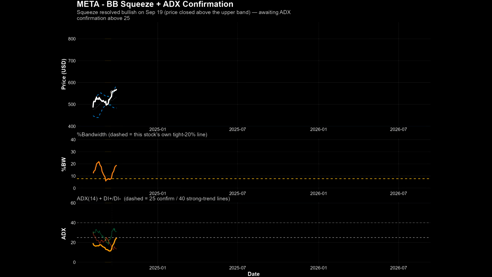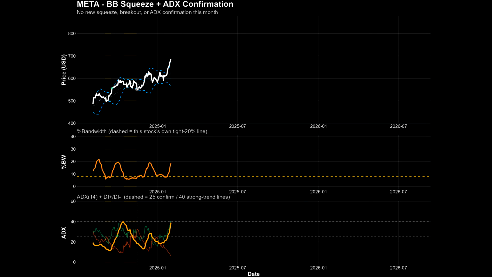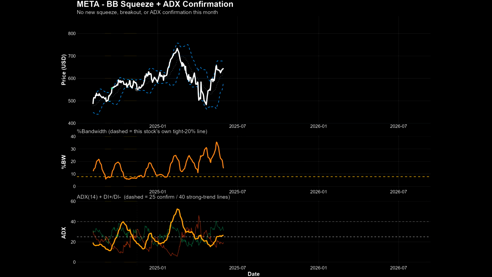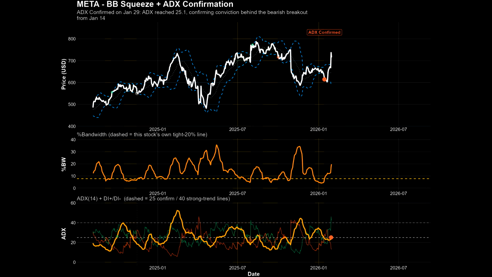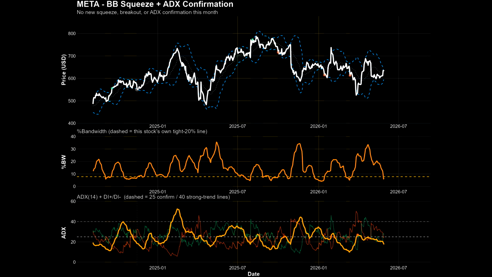Before we formalize the regime matrix, let's watch its central idea play out live. This is a monthly updating build of the same Bollinger squeeze plus ADX confirmation logic from our Part 1 strategy spotlight, now run continuously on real data across 3 stacked panels. Price with its bands on top, percent bandwidth in the middle, and ADX with its DI lines at the bottom, with dashed reference lines at 25 for confirm and 44 for strong trend.